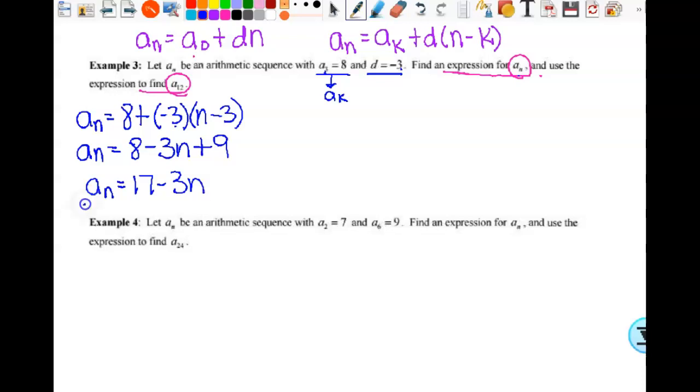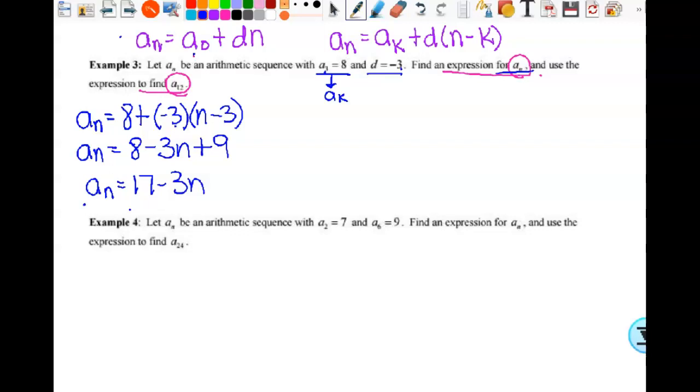So this is what this part right here was asking for. Now, given that, this question doesn't ask this, but I'm going to ask you: what is the initial term? What is a sub 0? 17, okay? Because this now matches this form of the equation, where a sub n equals a sub 0 plus d times n. So 17 is your initial term.